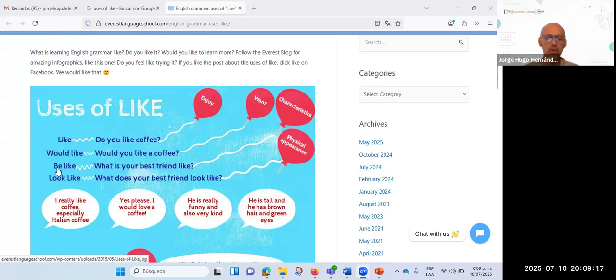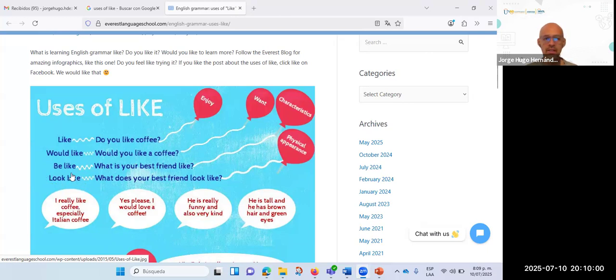Be like, when we use the verb to be, is, are, and like. What is your best friend like? Look at this question. When we use the verb to be plus like, we are talking about characteristics. So when we ask, what is your best friend like? We are asking about some general characteristics of your best friend.